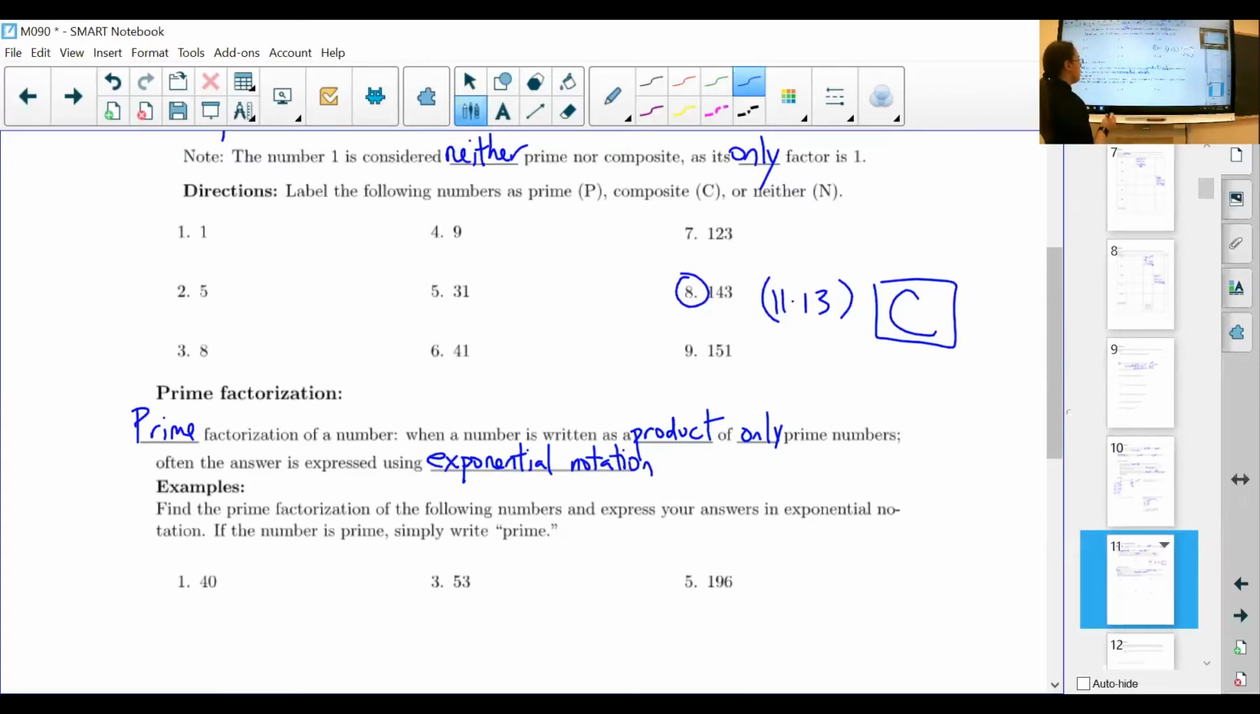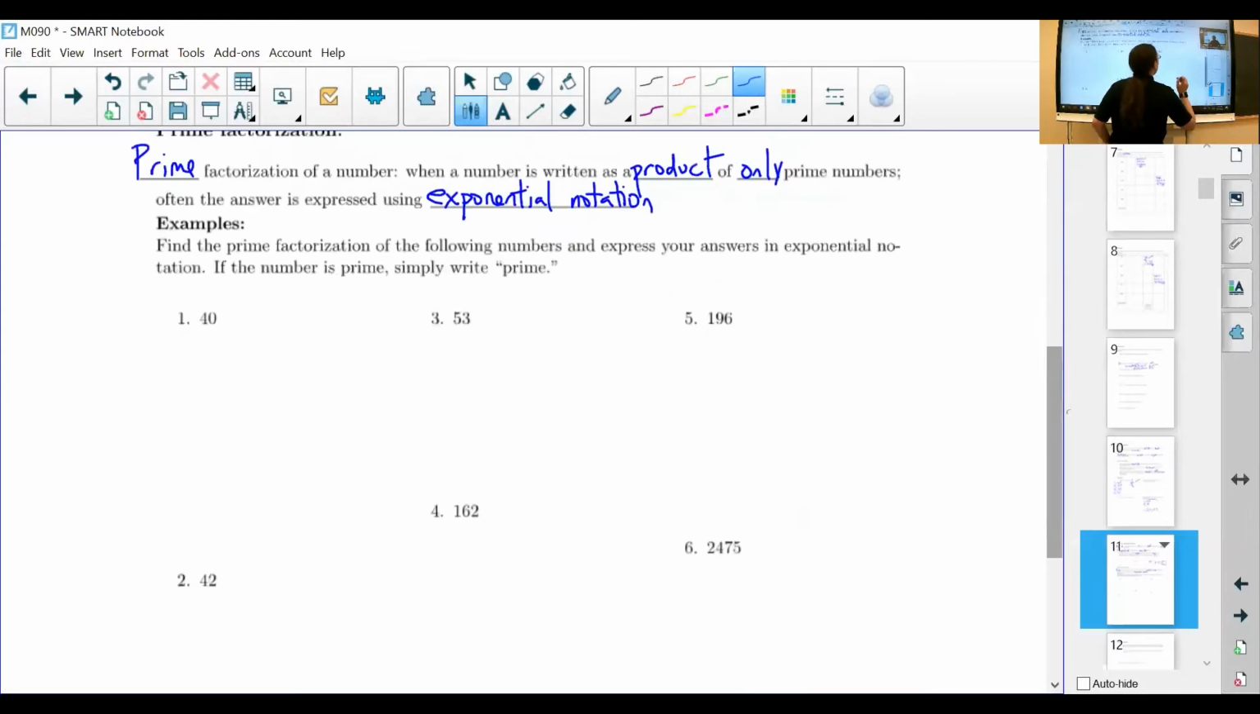So let's get some examples. There are two ways to teach this. My favorite is using what I call upside down division. So I'm going to take 40 and I'm going to say, what's the smallest prime that goes into it? Well, the smallest prime that even exists is 2, and 2 goes into this, so let's take out a 2. I call this upside down division because I'm just going down. 2 goes into 40 20 times.